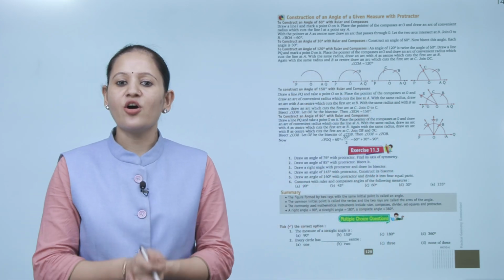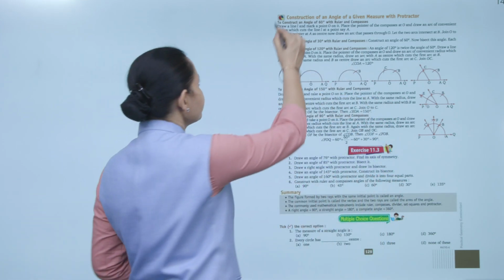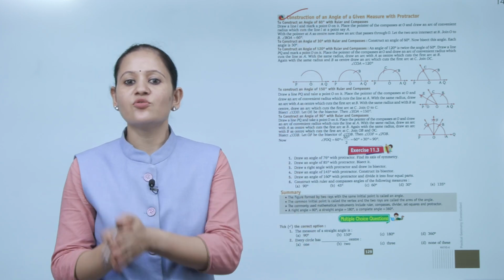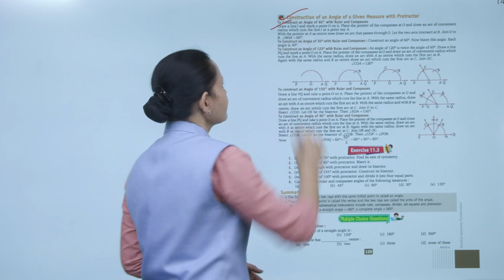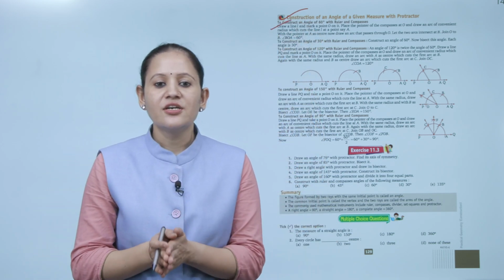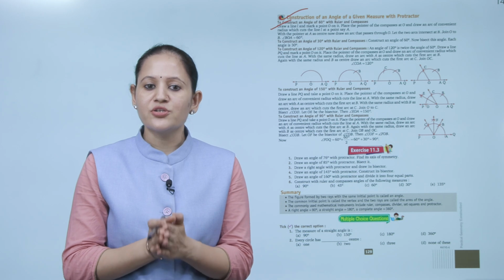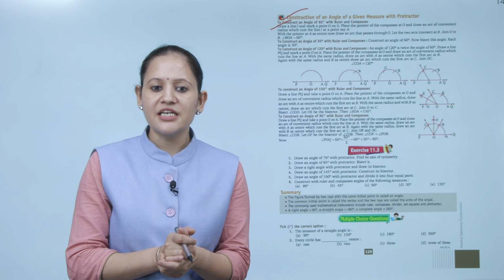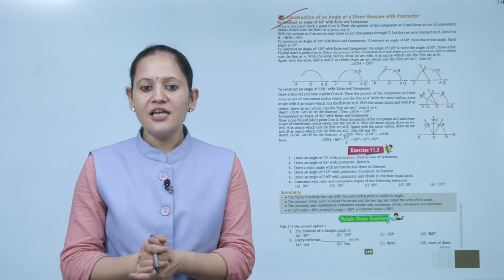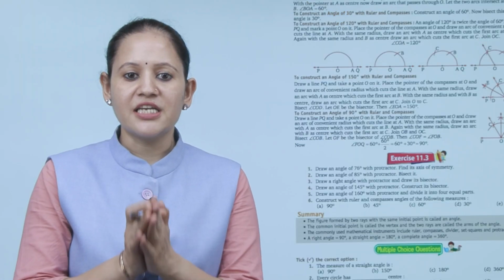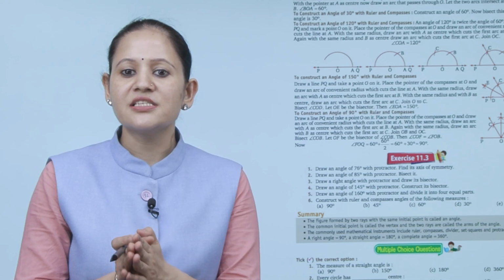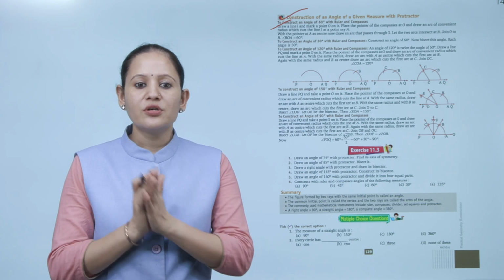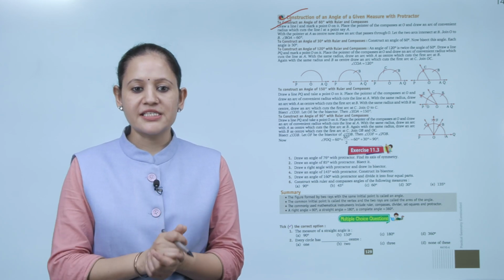Next is construction of an angle of the given measure with the protractor. First one is to construct an angle of 60 degrees with the ruler and compass. For that, draw a line L and mark a point O on it. Place the pointer of the compass at O and draw an arc of convenient radius which cuts the line L at a point, say A. With the pointer at A as a center, draw an arc that passes through O. Let the two arcs intersect at B. Join O to B. Angle BOA is 60 degrees.